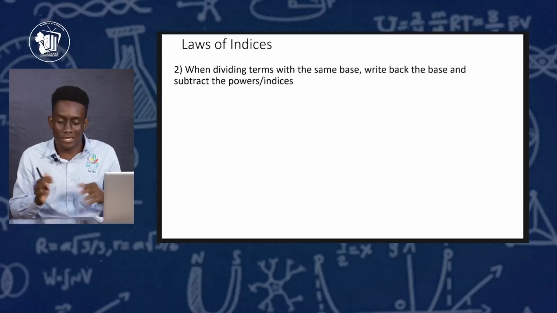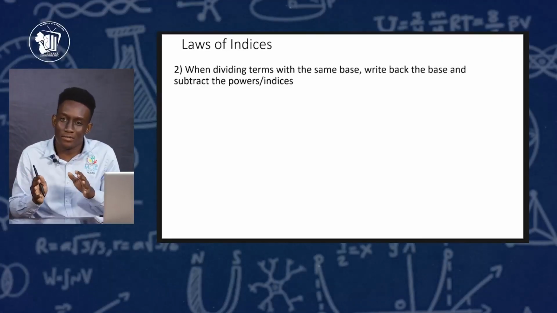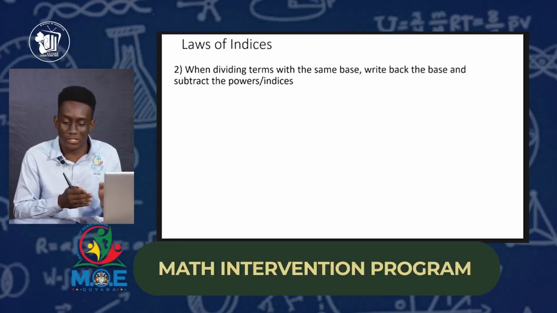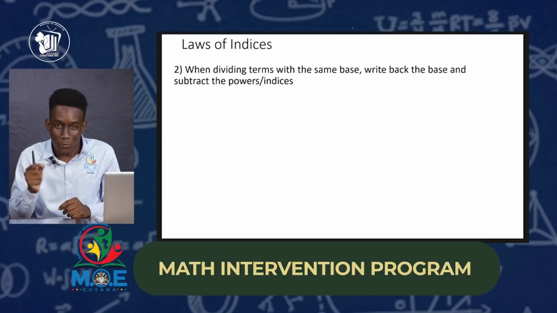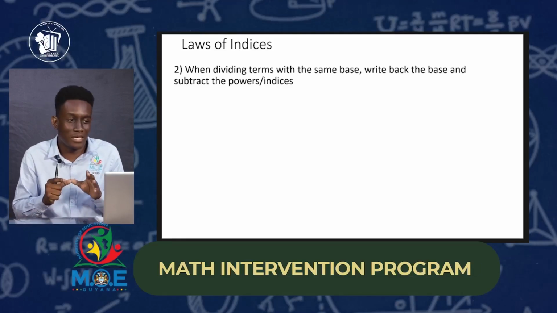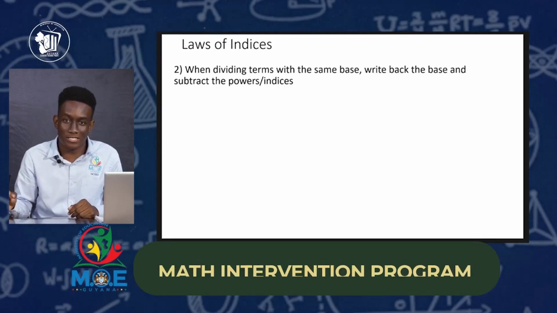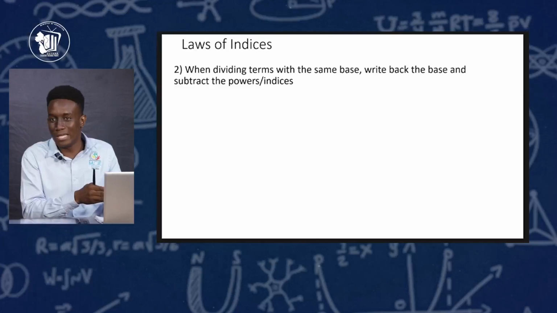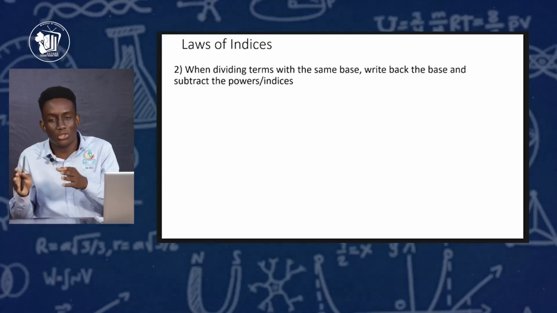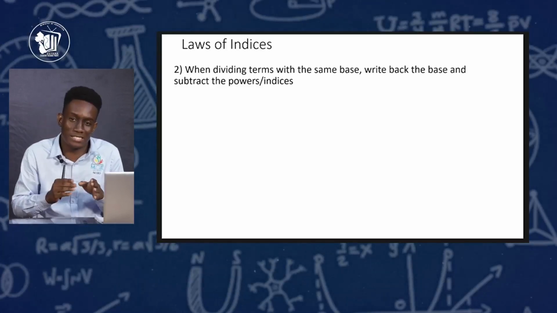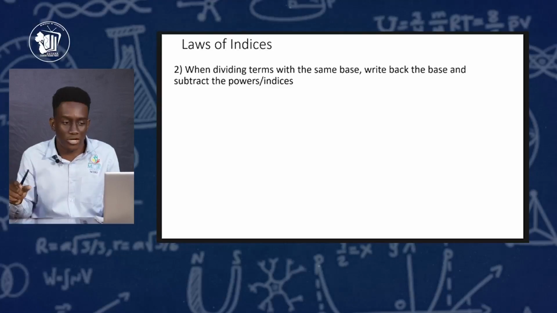And that is how you use this law to simplify some algebraic expression. So let's look at the second law. You're kind of going in the opposite direction of the first one. The second law says when dividing terms with the same base, we write back the base and we subtract the powers, the indices. So just now when we were multiplying, we added the indices. Now when we're dividing and the bases are the same, we do the opposite, which is subtract.